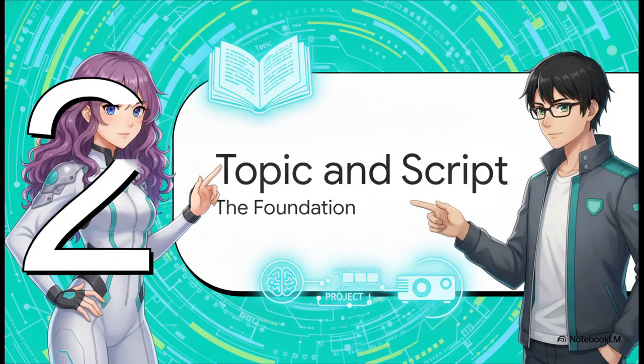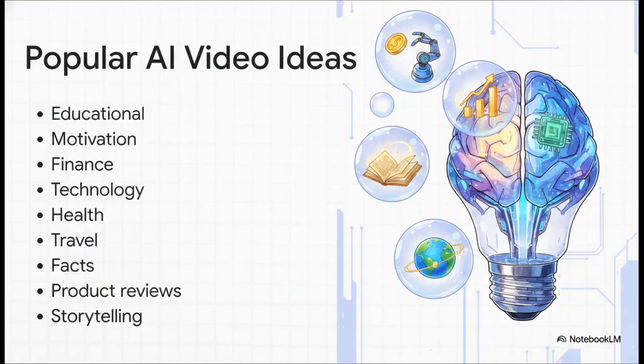Moving right along to phase 2. Our foundation, topic, and script. So step 1 is locking in a solid topic. You've got these massively popular niches, right? Finance, technology, storytelling. They are popular for a reason. They have a huge algorithmic demand.